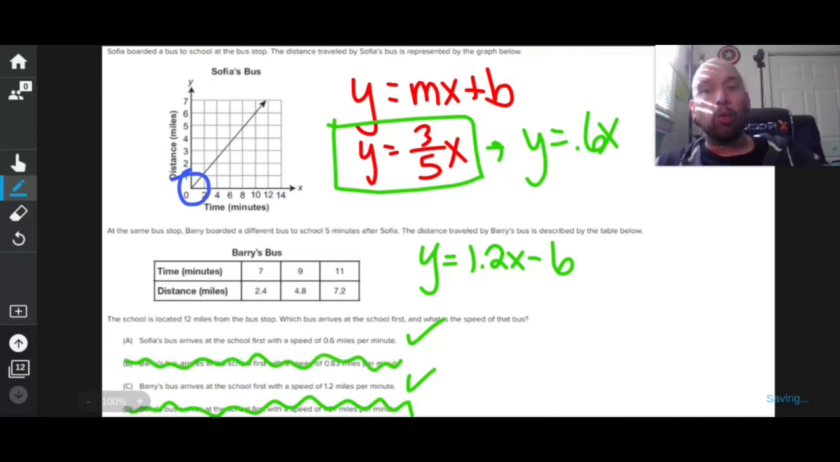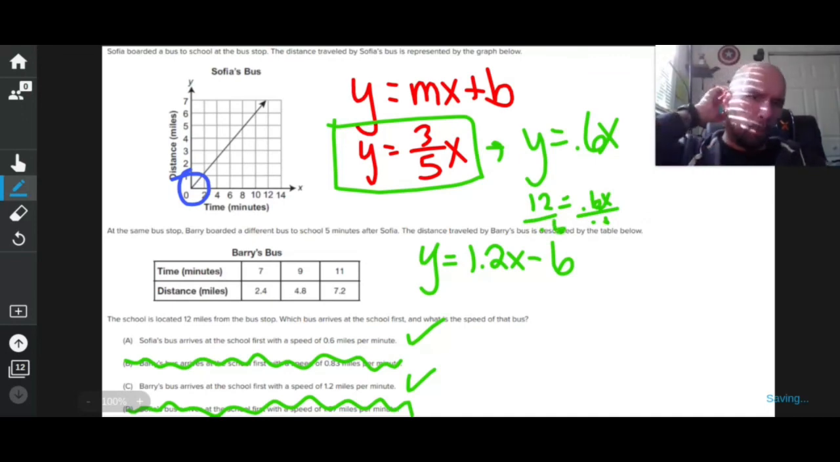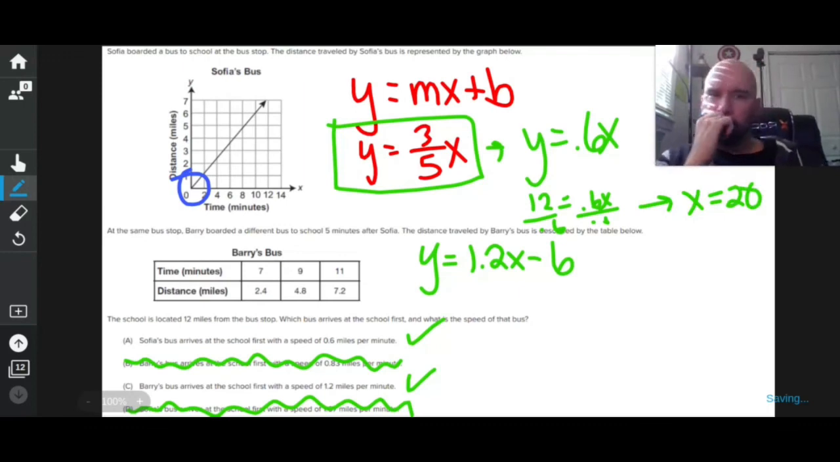Now we have to figure out who gets there first. Okay, who gets there first? The school is 12 miles away. So what that means is my y value is 12. So if my y value is 12, 12 is going to equal 0.6x. Divide both sides by 0.6, and you will get 20 minutes for Sophia. So it takes Sophia 20 minutes to get to school.